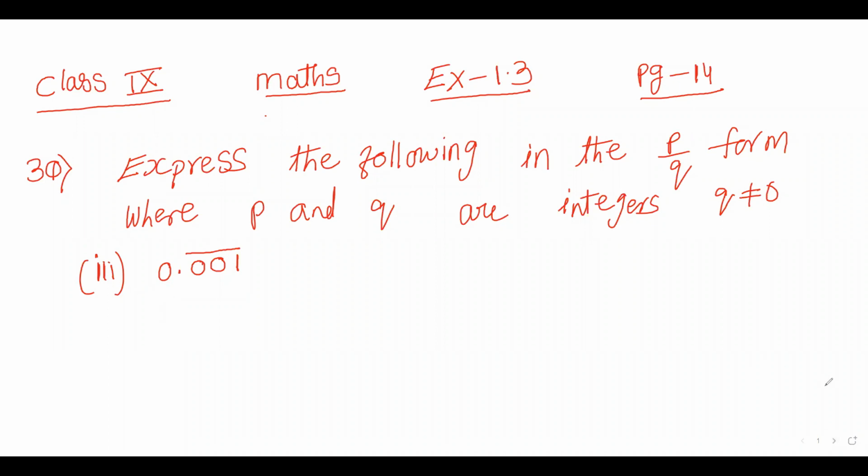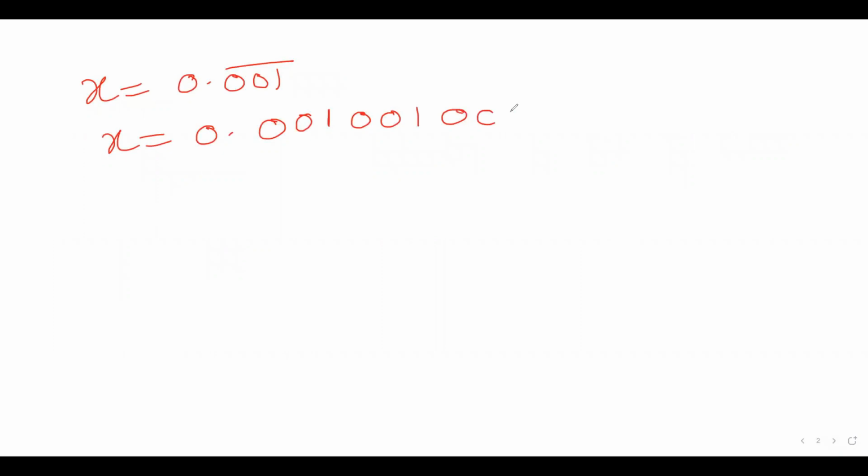So the next bit is 0.001. Let us write. Let us take x is equal to 0.001 bar. On removing the bar, we will get 0.001, 001, 001, 001. It will repeat like this. This is your equation 1. Bar is for 3 numbers. So periodicity is 3.